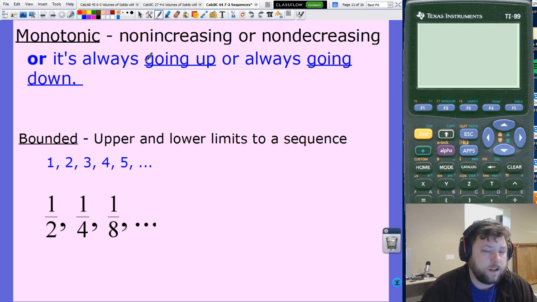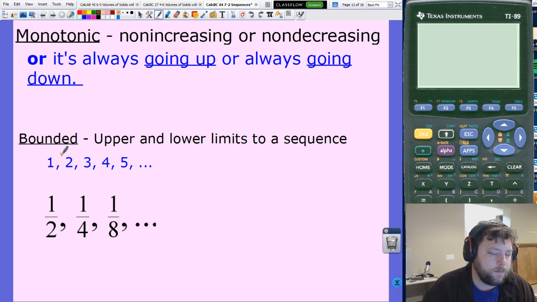Okay, so the concept: 2 vocab words. Monotonic, where it's non-increasing or non-decreasing, which is the way of saying that. It's always going up or it's always going down. It's always growing or always shrinking. It's not rotating back and forth. Or it's always staying the same. Like monotone. It's not up and down.